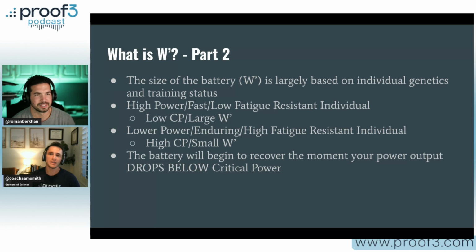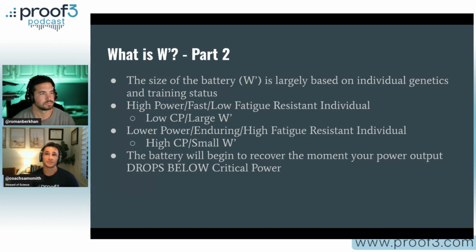So the point being, the more you drain it, the slower it will replenish. The size of the battery is largely dependent on individual genetics and training status. For example, if you're a high power, fast, low fatigue resistant individual, you probably have a low critical power and a very high W prime. A perfect example of this type of person would be 100-meter sprinters. They are high power, with lots of fast twitch muscle fiber and low fatigue resistance. They perform all of their activities in pretty much the extreme intensity domain, especially the 100-meter and 200-meter sprinters.